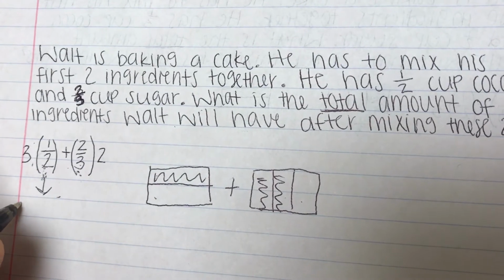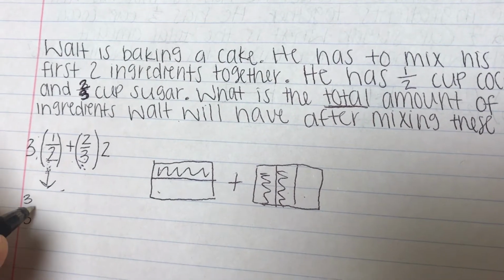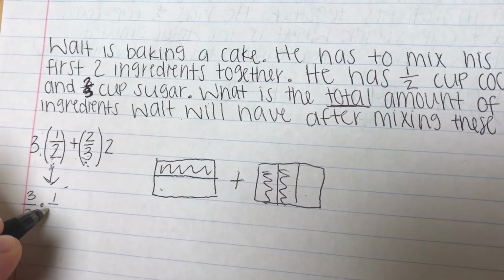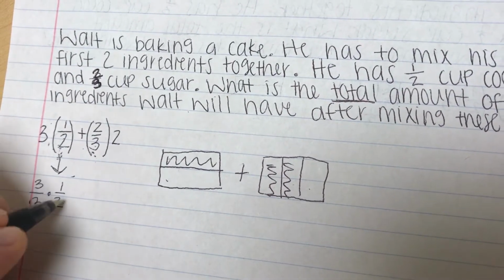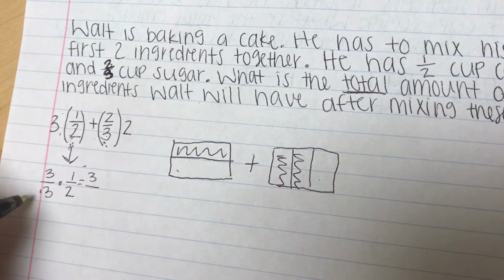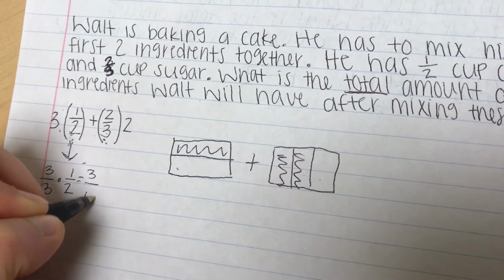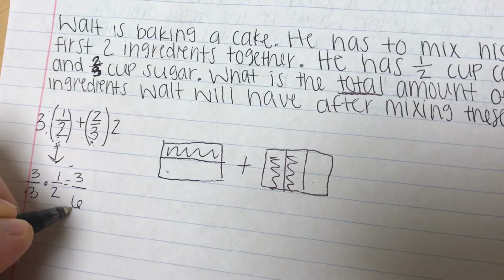Okay, so if we have 3/3 multiplied by 1/2, what will we get, class? What is 3 times 1? Good, 3. And then what would we have on the bottom? Good, we would have 6 because remember that's our common denominator.